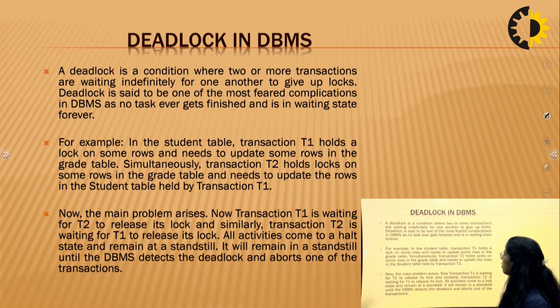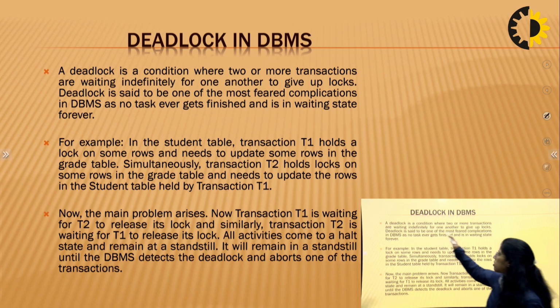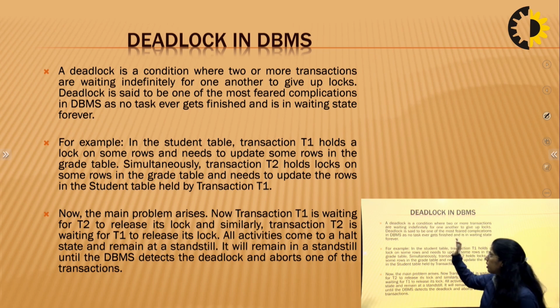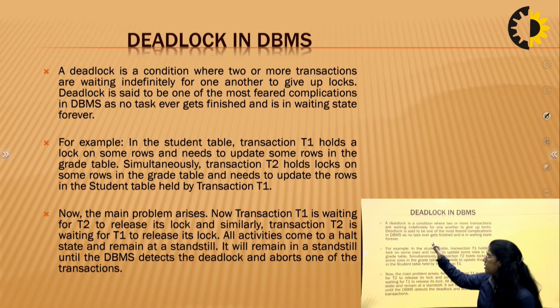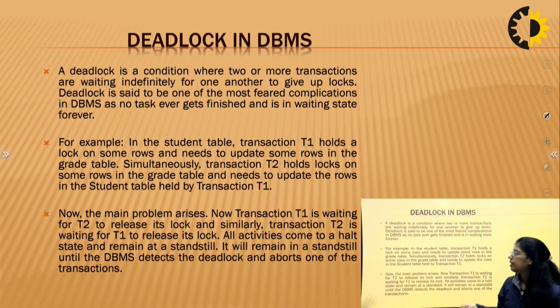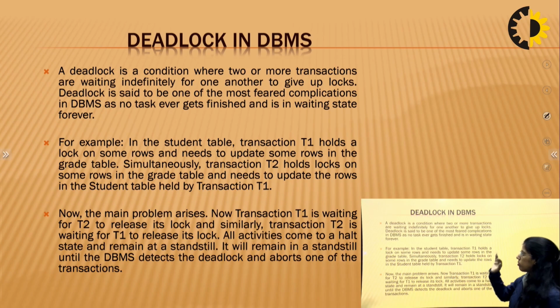Next is deadlock in DBMS. A deadlock is a condition where 2 or more transactions are waiting indefinitely for one another to give up locks. Deadlock is said to be one of the most feared complications in DBMS, as no task ever gets finished and everything keeps waiting forever. What happens is, for example, in the student table, transaction T1 holds some lock on some rows.